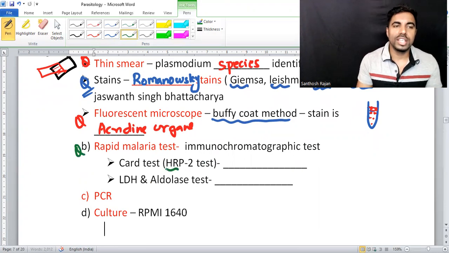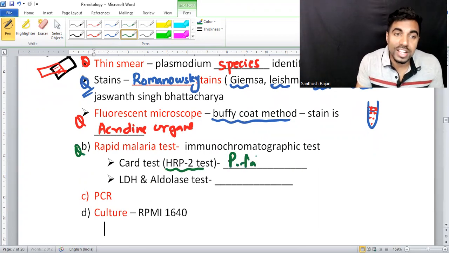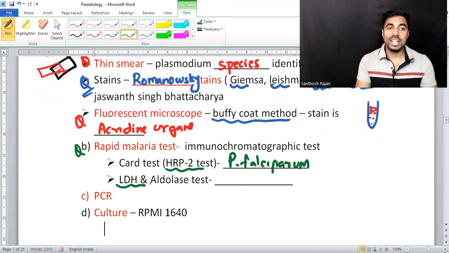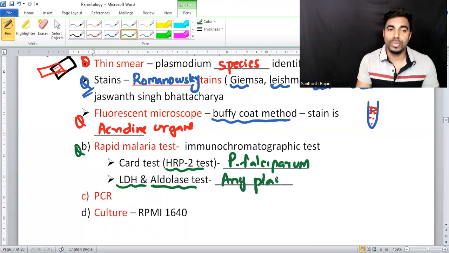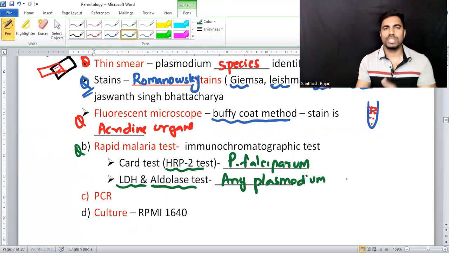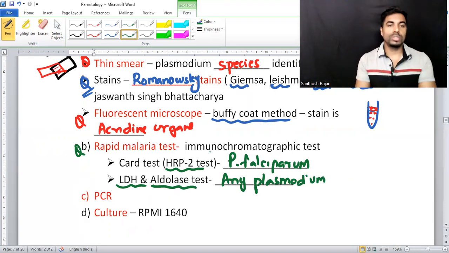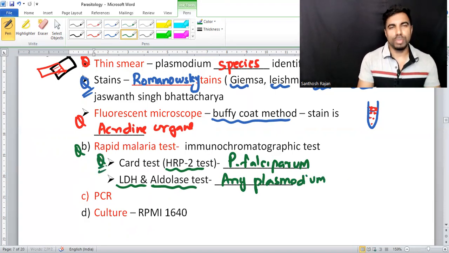In the CART, we have this HRP2 protein. Histidine-rich protein 2, HRP2, frequently asked. This is specific for Plasmodium falciparum. Only if falciparum is present will it come positive. But LDH and aldolase are not specific. They can be for any plasmodium. Usually in India, we are checking for vivax and falciparum, so it's common for both. But HRP2 is specific for falciparum. That's also a question. HRP2 specific for falciparum, but LDH and aldolase for any plasmodium.